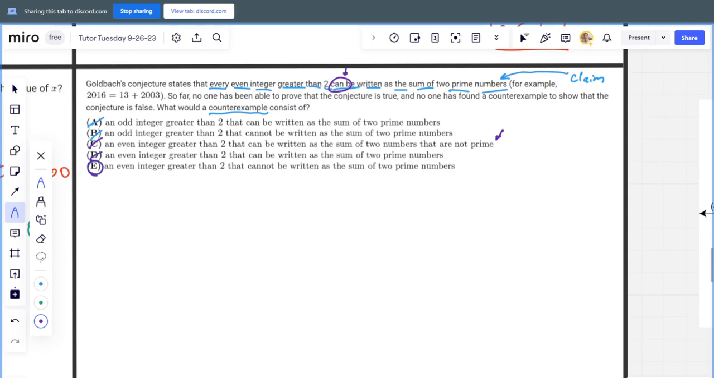So E is our only choice. If we found an even integer greater than 2 that cannot be written as a sum of two prime numbers, that would counteract the very claim that we've put forth here.